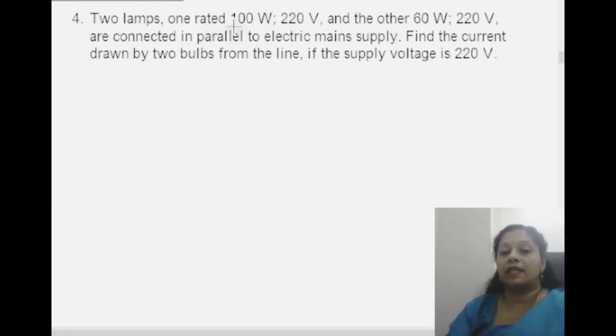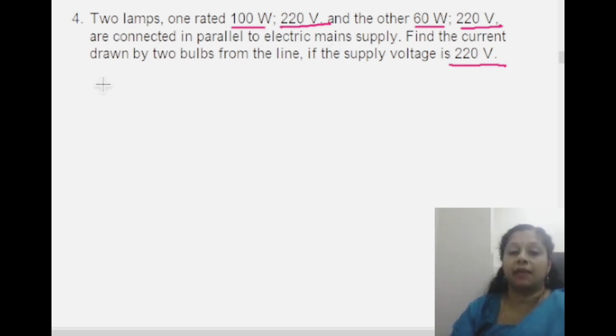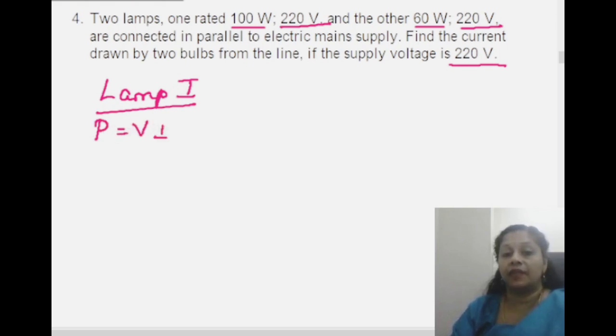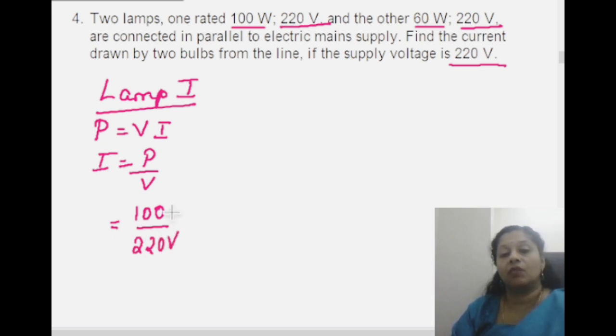Two lamps, one rated 100 watts 220 volt and the other 60 watt 220 volt, are connected in parallel to the electric main supply. Find the current drawn by the two bulbs from the line if the supply voltage is 220 volts. So we have to find out the current separately. So current in the first gadget, lamp 1. We know the formula P is equal to VI. So we are finding out I is equal to P upon V. So what is it? First one is 100 watt by 220 volt.